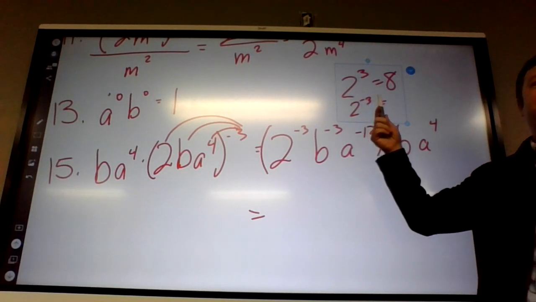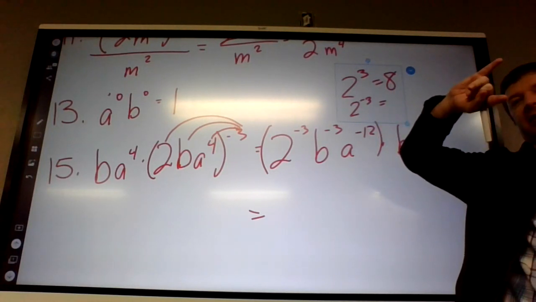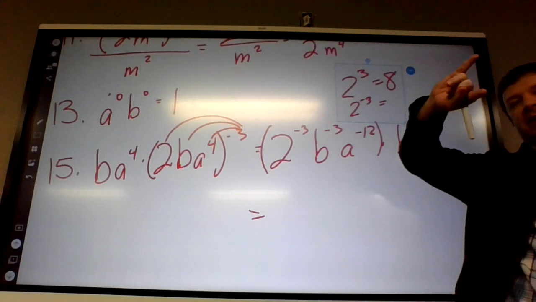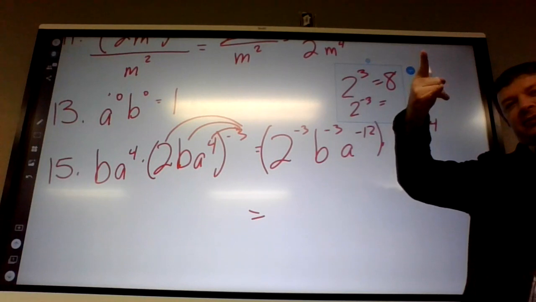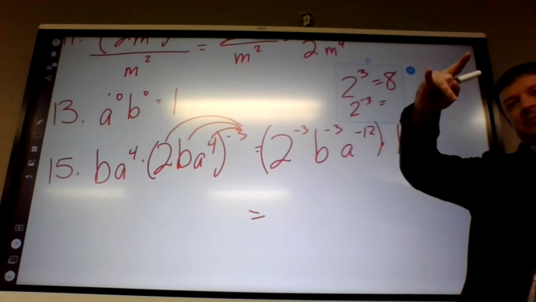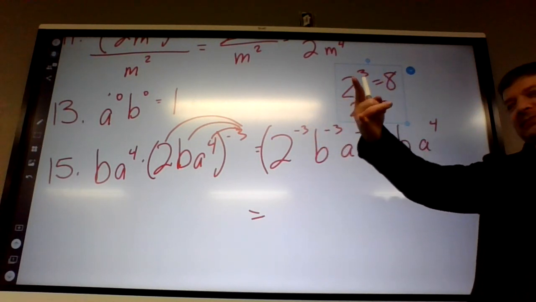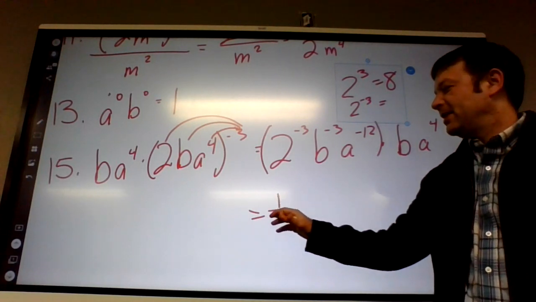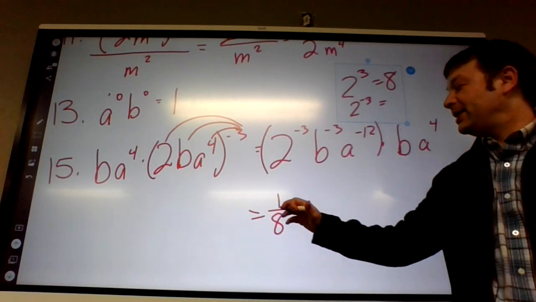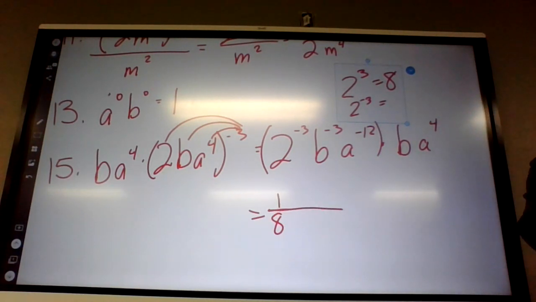So what's 2 to the negative third then? Help someone out. Clayton, watch. It's 1/8. Negative exponents do this. So instead of 8, what will it become? Upside down. It's 8, but it's on the bottom. So it's 1 over 8.